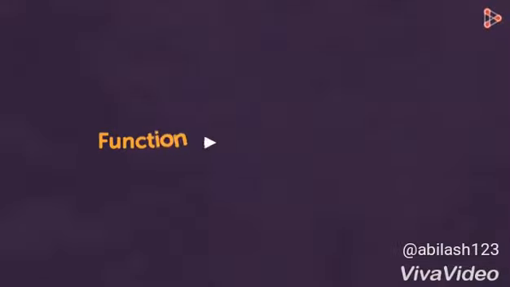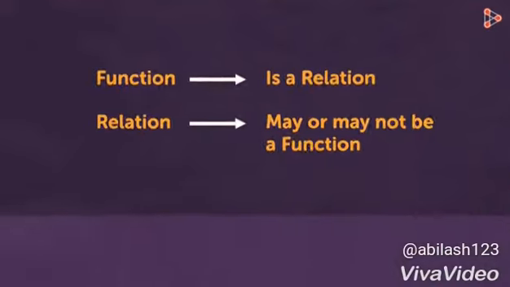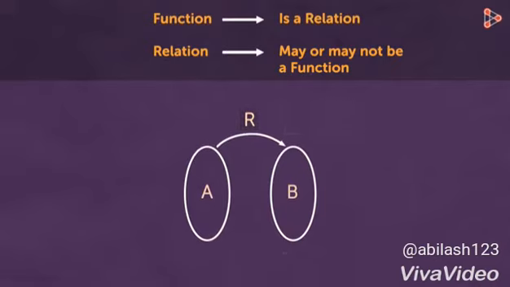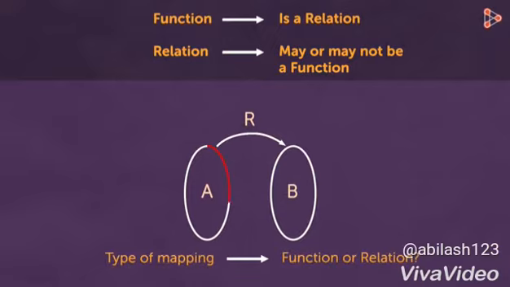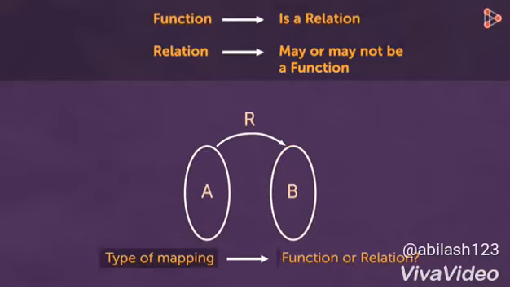We know that every function is a relation, but not every relation is a function. Let's say there is a relation R from set A to set B. How do we know if this relation R is a function or a relation? Can the type of mapping from set A to set B help us with this information? Absolutely. Let us look at the different types of mapping from set A to B to know if the relation is a function or not.